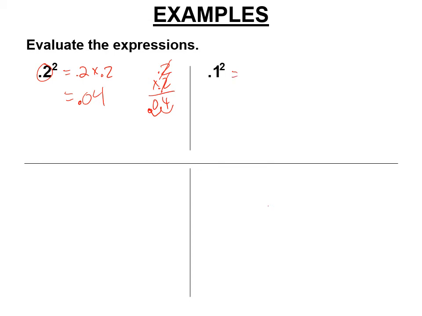0.1 squared is 0.1 times 0.1, 1/10 times 1/10. And so 1 times 1 is 1, but again, you got those 2 moves of the decimal point because there's 2 numbers to the right, and you get 1/100th. By the way, you could show this with fractions. Let's do that. 1/10 times 1/10 is 1/100th. 1 times 1 is 1 for the numerator. 10 times 10 is 100 for the denominator. It's 1/100th. You could have done the same thing for 2/10 times 2/10.